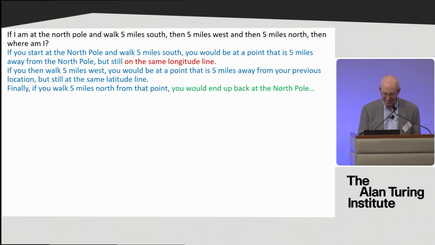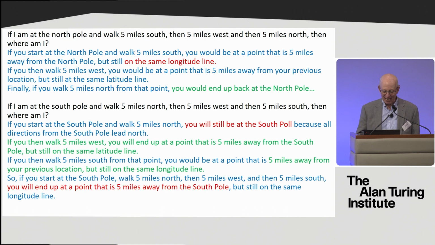If I do it for the South Pole, then we've got problems. You start at the South Pole and walk 5 miles north, you'll still be at the South Pole, because all directions from the South Pole lead north. So if you start at the South Pole, walk 5 miles north, 5 miles west, then 5 miles south, you'll end up at a point which is 5 miles away from the South Pole, but still in the same longitude. So, you know, it's not very good on latitudes.